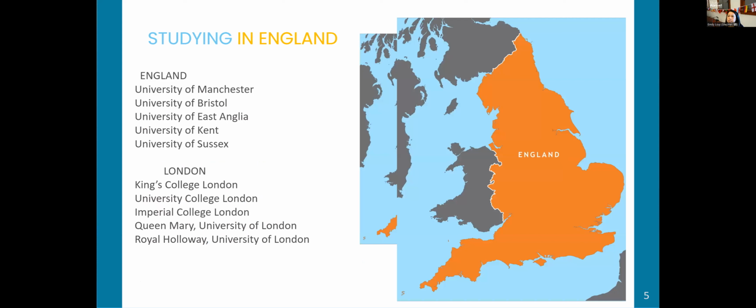Okay. So when you are selecting a program within England, my first question to you would be, do you want to be in London or outside of London? There are definitely advantages and disadvantages of being in London versus outside of London, and I will talk about all of those intricacies later in this presentation. But I split this up into the London universities and those outside of London.